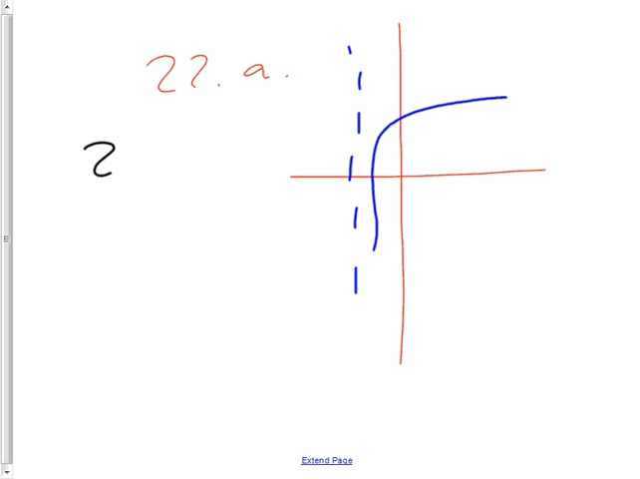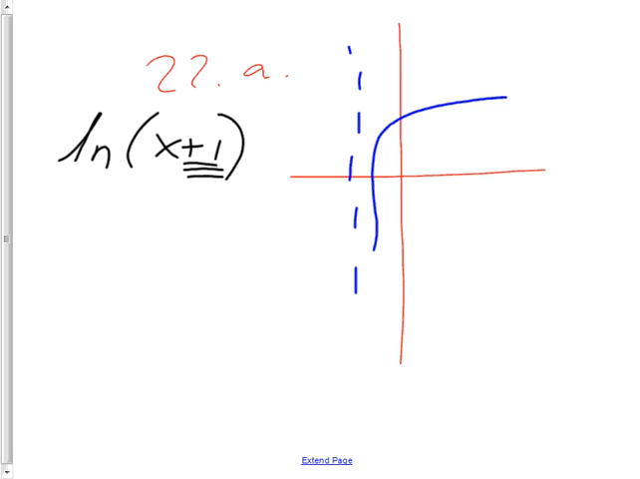Okay, hold on. 22, oh, I already wrote that. 22a, make sure we're all doing the same one here. It says ln of x plus 1. That's the one I'm doing. Is that the one you're doing? Okay, just hold on. Does this mean left 1?